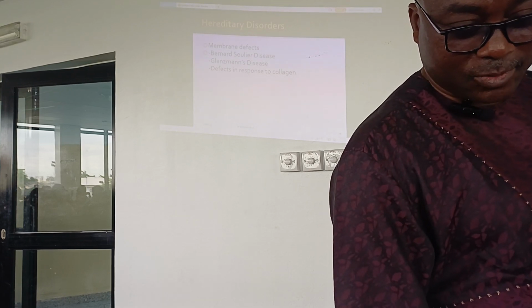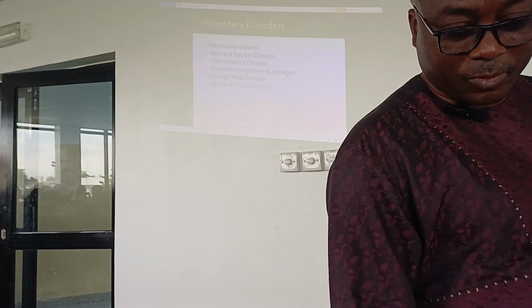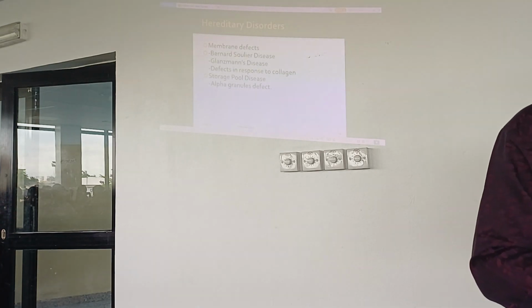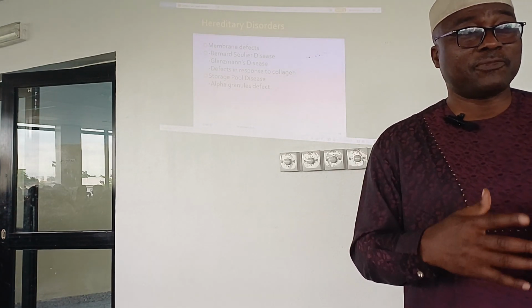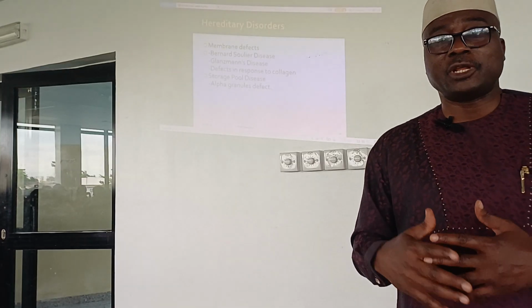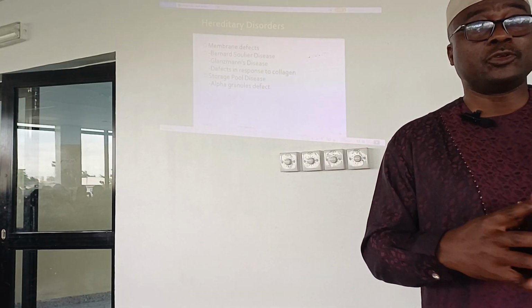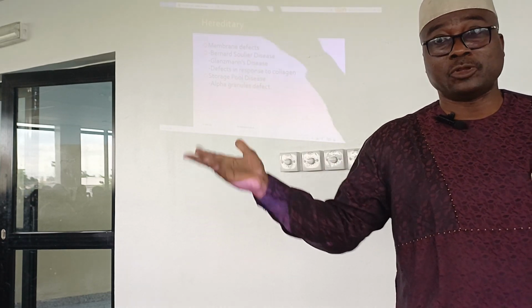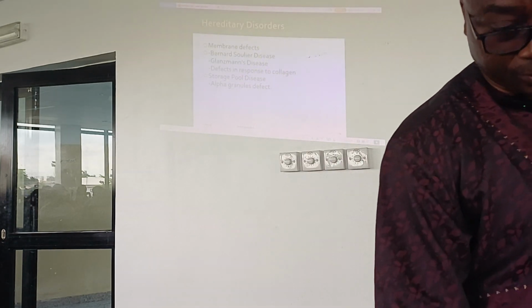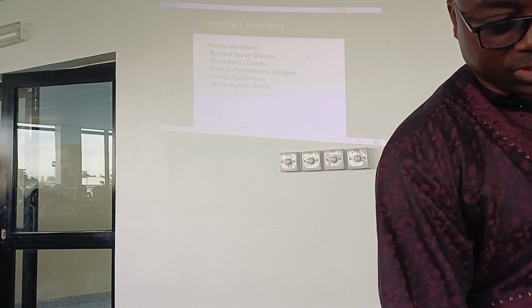Glanzmann's disease is glycoprotein 2B3A deficiency. There could be storage pool defects, alpha granule defects. These are the contents of the platelet: alpha granules, delta granules. So there could be deficiency of those, and it's going to affect the function, but the quantity is normal. Okay, so these are the hereditary causes.